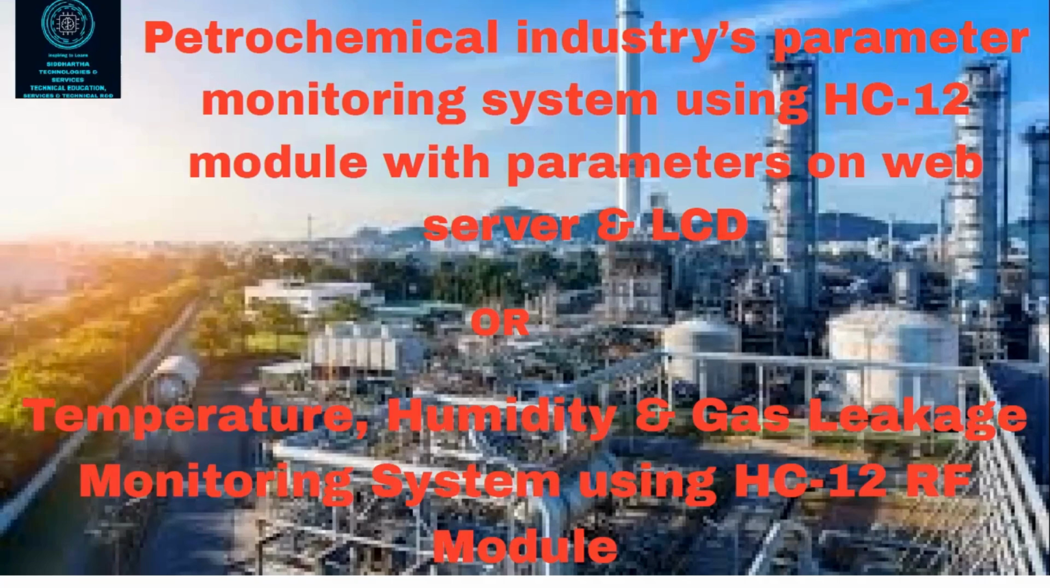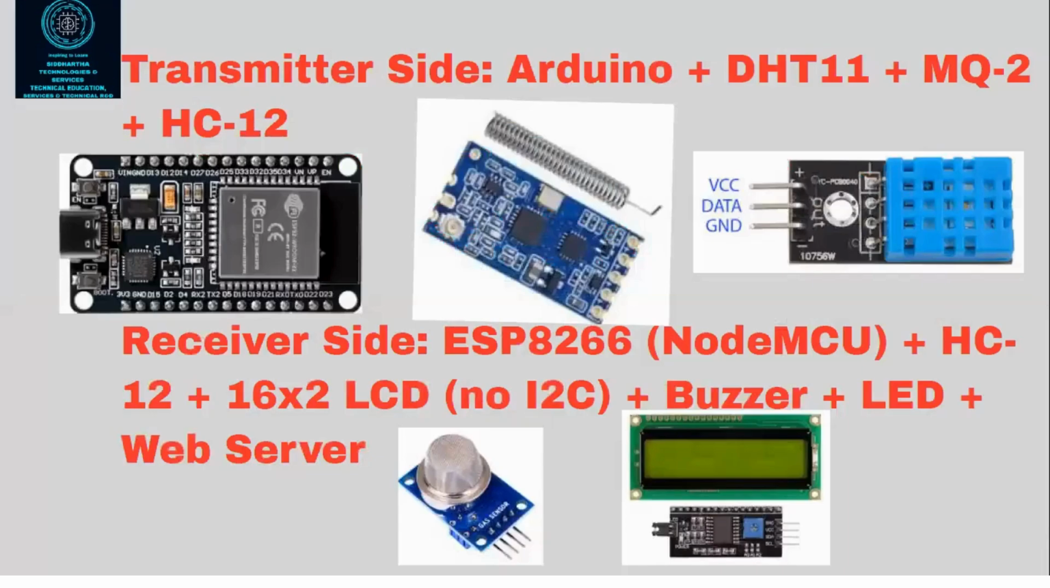Before going into the project, I will show you the live project video. Before that, we will discuss a few points. There are two sides to it: one is the transmitter side and one is the receiver side. On the transmitter side, we have used an Arduino board plus a DHT sensor, that is the temperature and humidity sensor, and MQ2, that is the gas sensor. The data will be sent through the HC12, which is an RF module. That is the transmitter side.